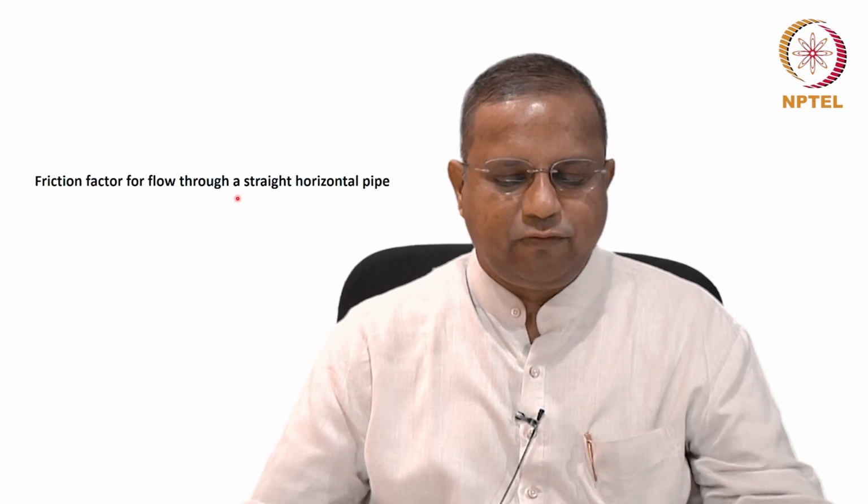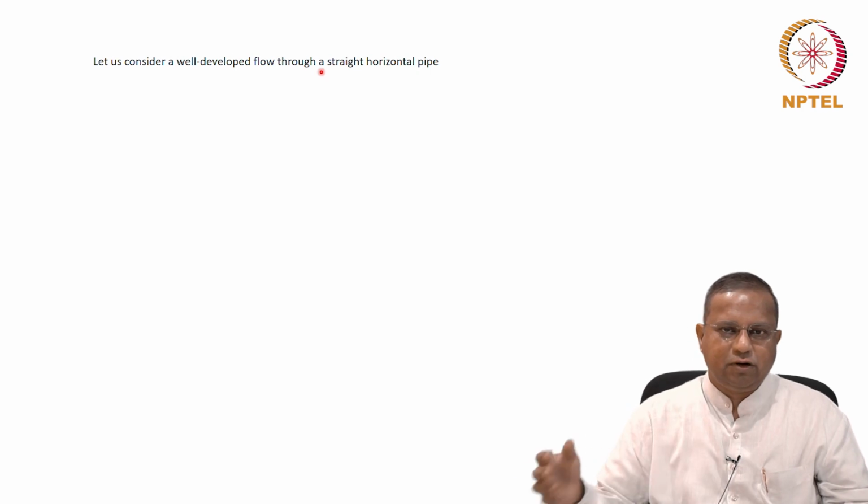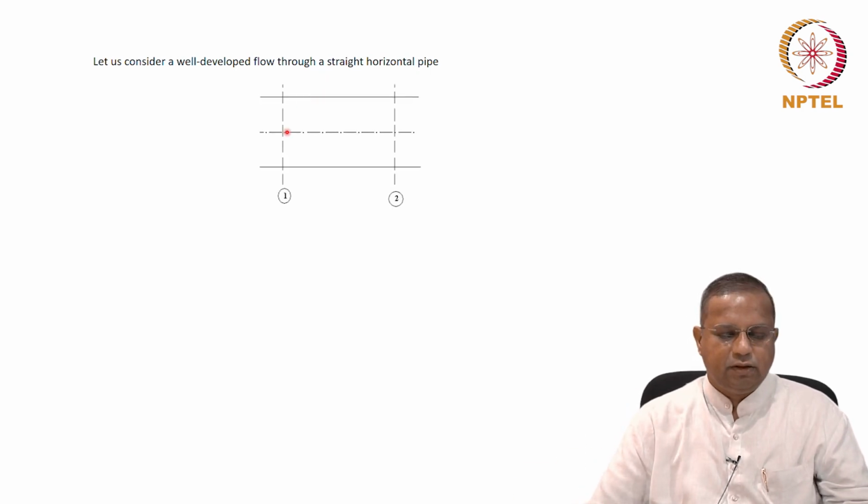Okay. So let us start looking at the friction factor for flow through a straight horizontal pipe. Let me show you how to get to that. I'm going to consider two major aspects. Let us consider a well-developed flow through a straight horizontal pipe. Well-developed flow, the velocity at any radial position does not vary with length. So this is our horizontal pipe, the axis of symmetry, cross section 1, cross section 2.